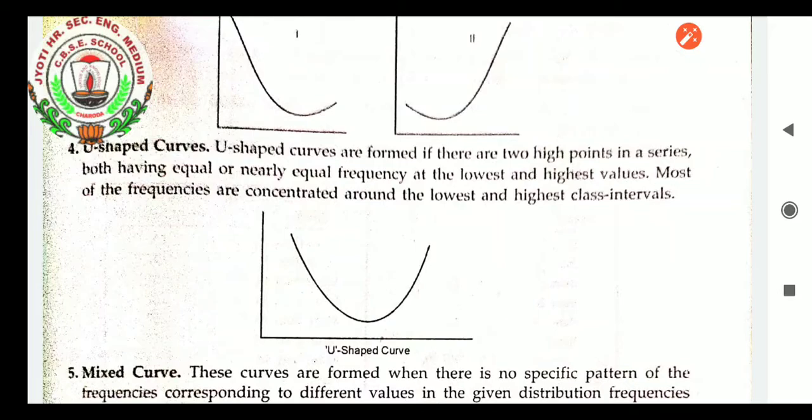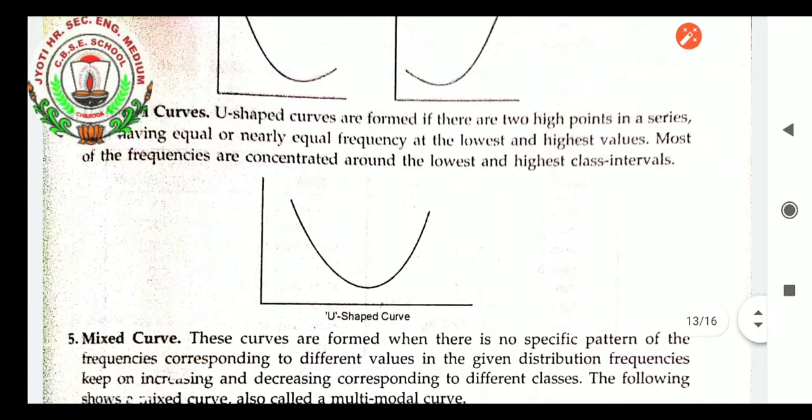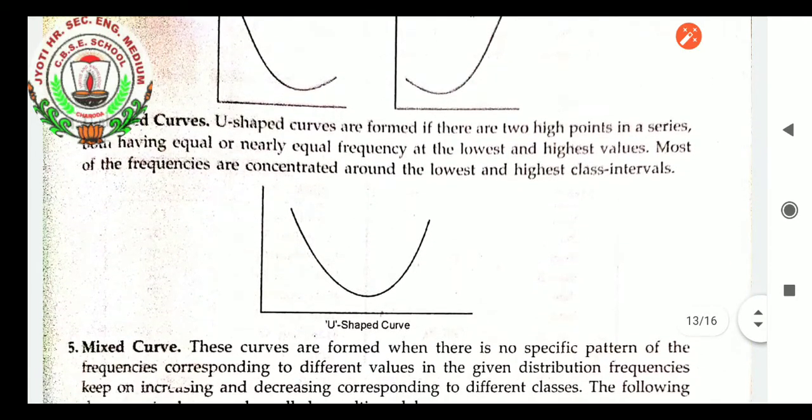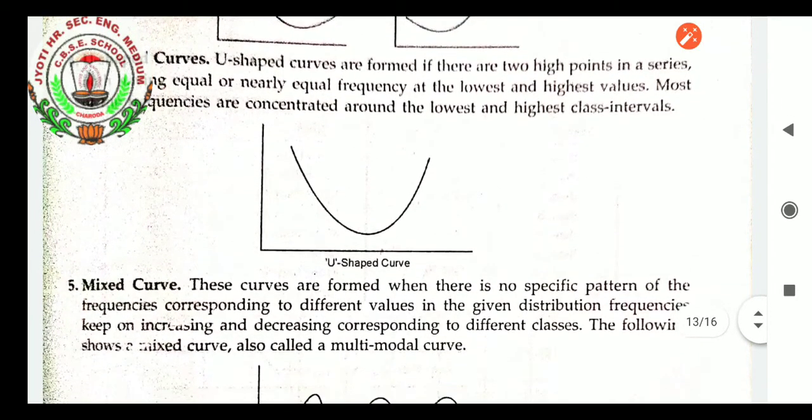It is known as the U-shaped curve. U-shaped curves are formed if there are two high points in a series, both having equal or nearly equal frequency at the lowest and highest values. Most of the frequencies are concentrated about the lowest and highest class intervals.